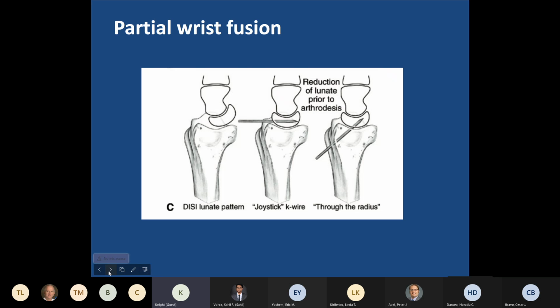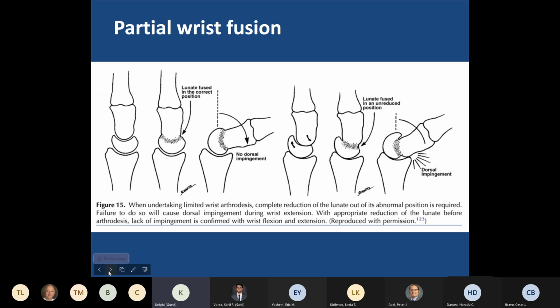So you can use K-wires. You can use the K-wire through the radius, which is an excellent way to do it, I think. Even with an SL repair, if you're doing a ligament reconstruction or repair, this technique is excellent for that as well. So next. So this is what I was kind of talking about.